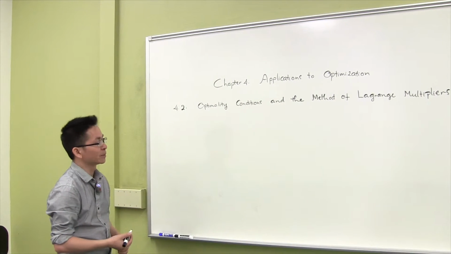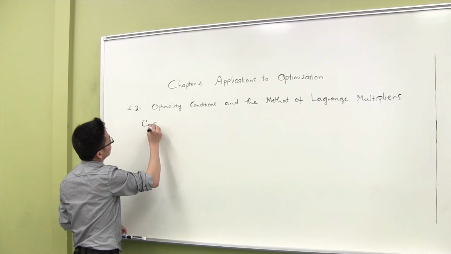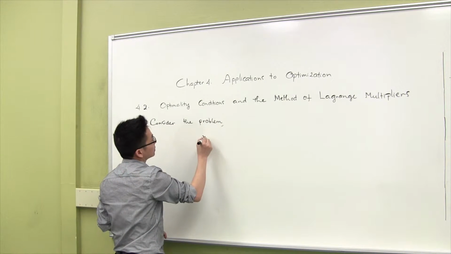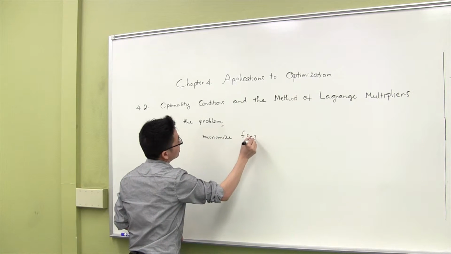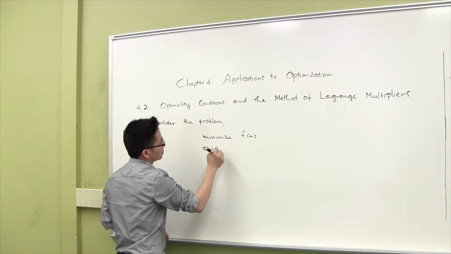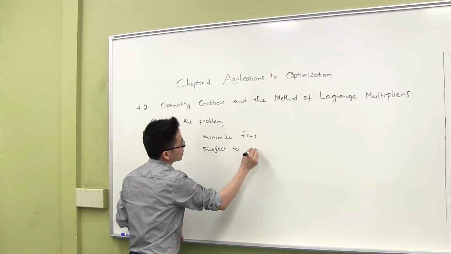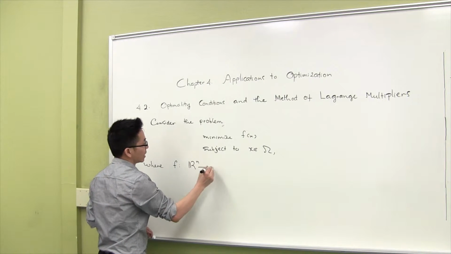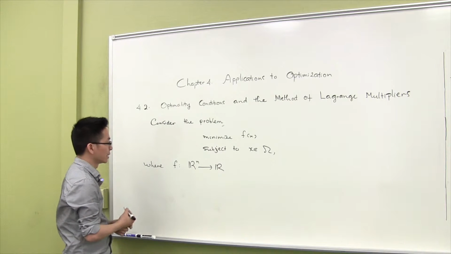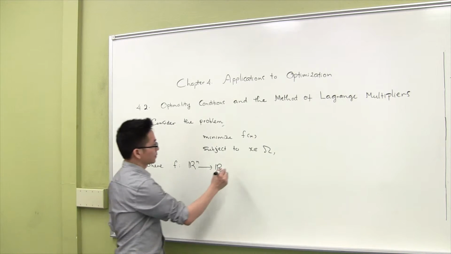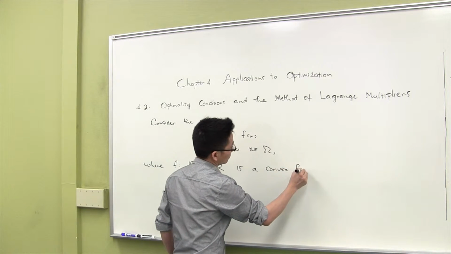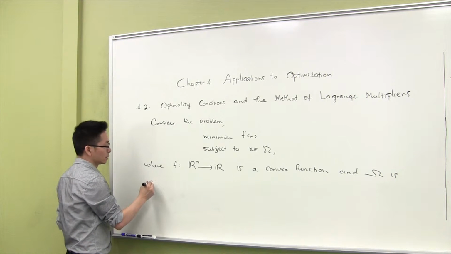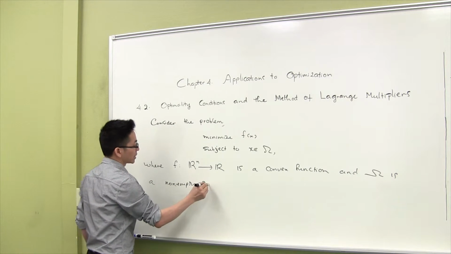Now we will focus on the following optimization problem. Minimize f of x subject to x in omega, where f is a convex function from Rn to R. To make the presentation simple, again, we assume that f has real values. And omega is a non-empty convex set.